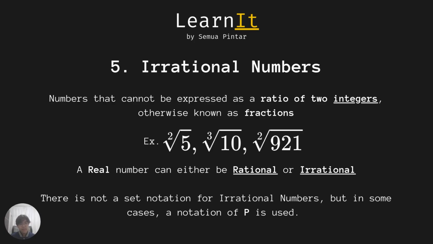So to sum everything up, a real number can either be rational or irrational, and there's no in between. There isn't a set notation for irrational numbers, but in some cases, a notation of P is used.